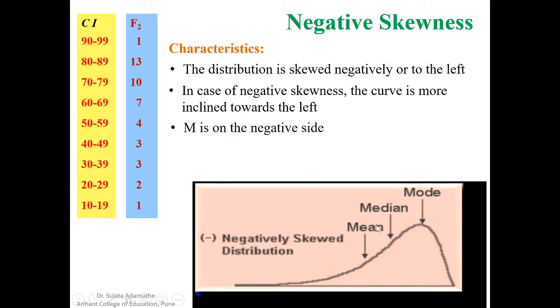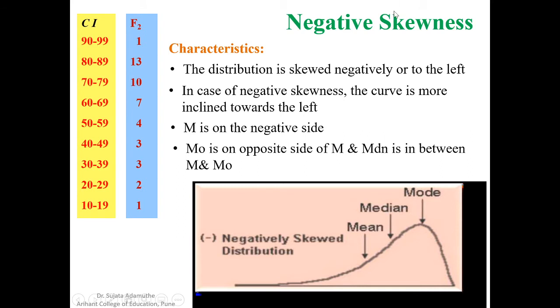Mean is on the negative side. Always when we calculate in this type of distribution, the mean always comes on the negative side, and the median always comes in between the mode and mean. Mode is on the opposite side of mean, and median is in between mode and mean. Then we will see the positive skewness.